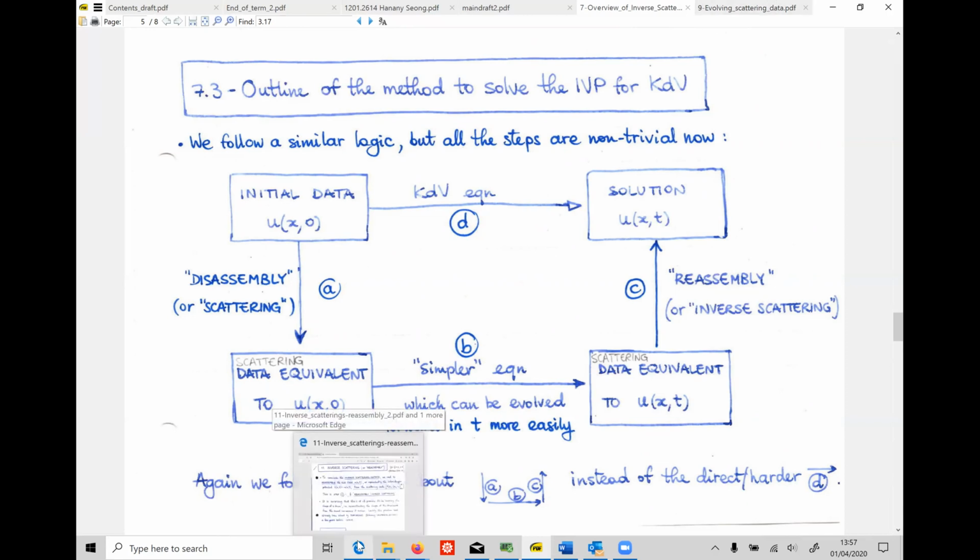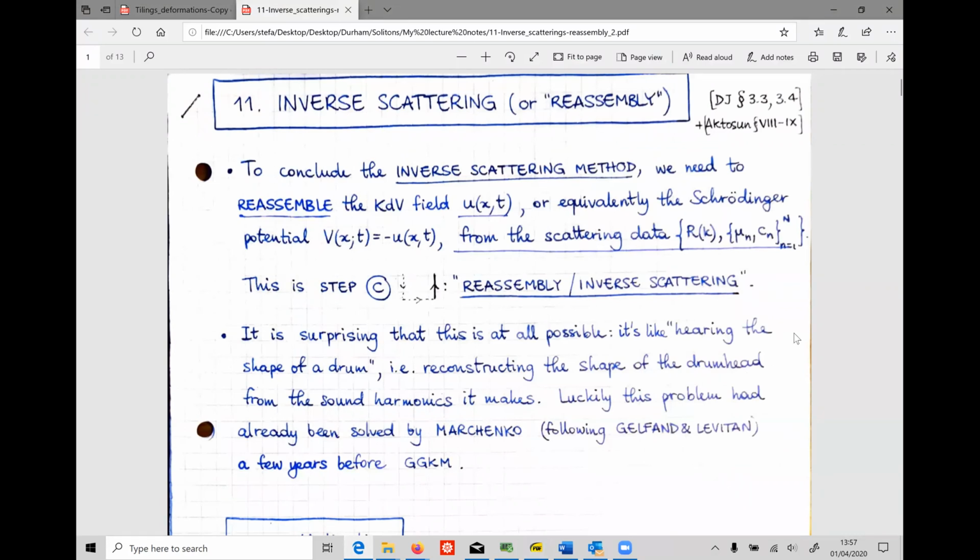So now let me move to the notes here. So that's what we would like to do today. Reconstruct or reassemble the KdV field u of x,t, or equivalently the Schrödinger potential, which is equal and opposite, from the scattering data at x going to minus infinity. So that will consist of the reflection coefficient for the continuous part of the spectrum, and the discrete eigenvalues, and the coefficient Cn for the discrete part of the spectrum.